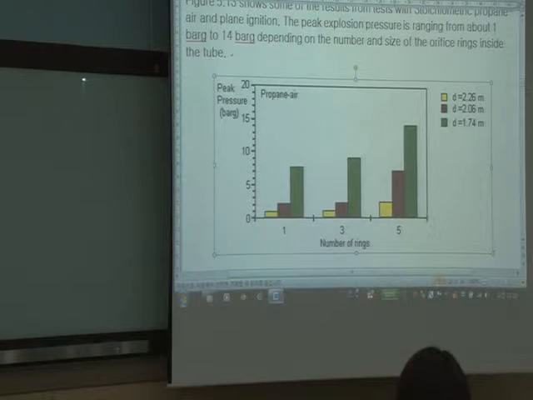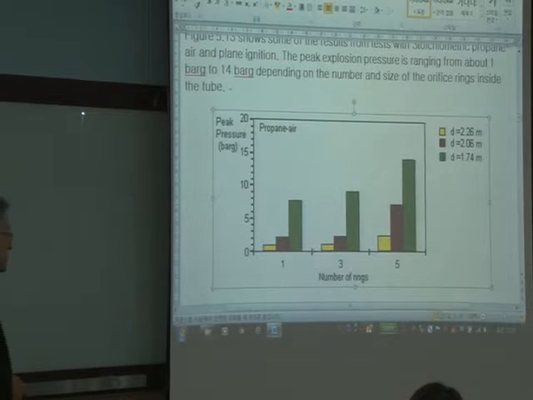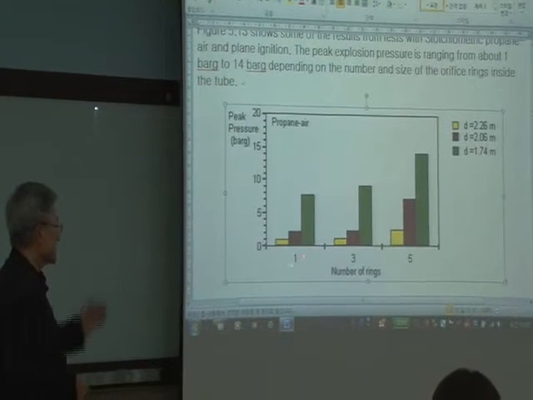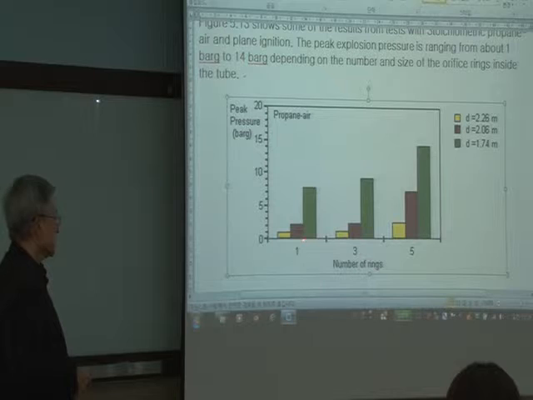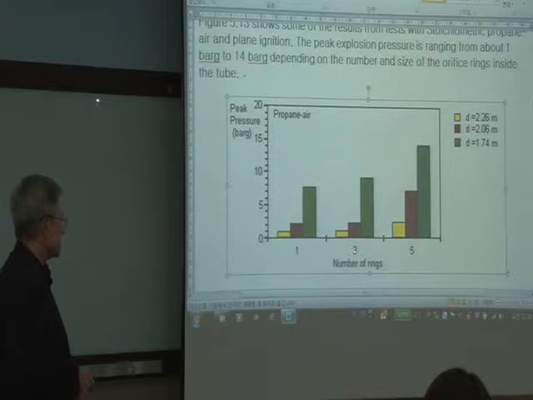And this is showing here the type of fuel, propane and air mixture, and the number of rings, which is really the plate opening. So this is only one ring. This is 3 rings. And this is for all 5 rings. This is 1 through 5. But I don't know where they put just the 1.